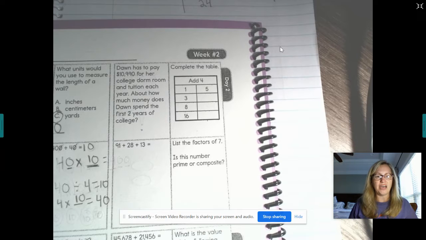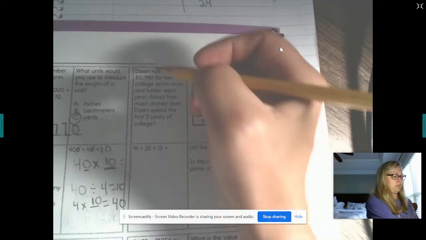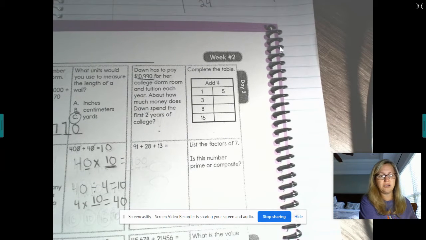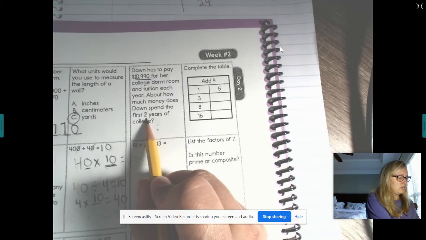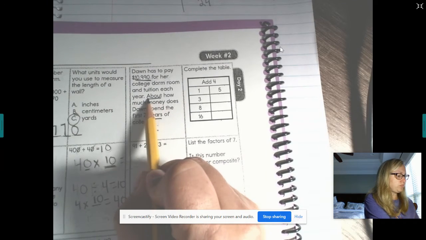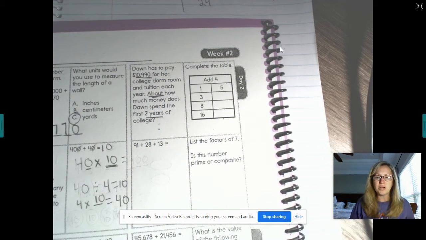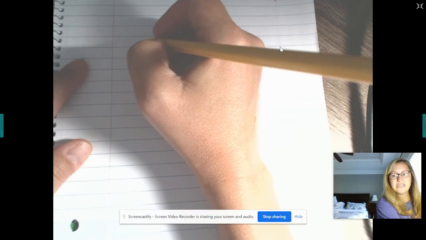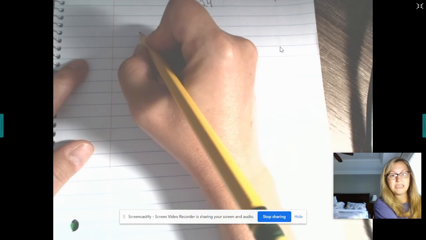I also notice that it says it's $10,990 for each year. And in the question, I'm asked to figure out for 2 years. So I need to think about this as an addition problem. I'm going to underline the important numbers. We've got 2 years, and I've got the word about. So this is a word problem. I'm going to go to my notebook and solve this in my notebook. Remember, anytime we do a word problem, we are going to do PEA.